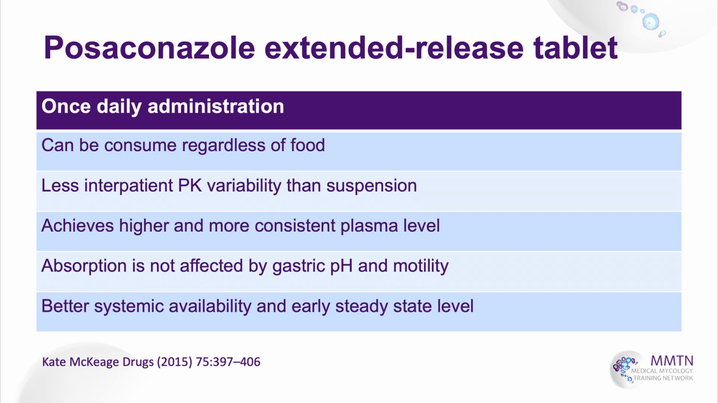And there is better systemic availability, and it achieves an early steady state level as compared to the posaconazole suspension. Generally, the POSA suspension takes 7 days to achieve steady state level, but the POSA tablet will start achieving steady state level from day 3, 4 onwards, right? So you will achieve an early steady state level. The theoretical advantage is that your patient has an appropriate exposure to the drug from day 3, day 4 onwards. So that's the reason you may expect early antifungal activity with the posaconazole tablets and the intravenous formulation.